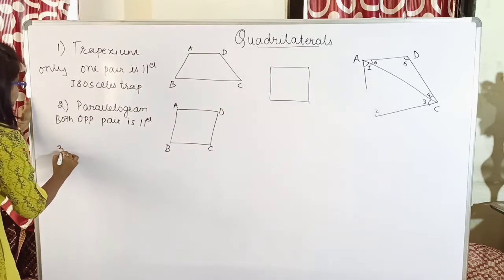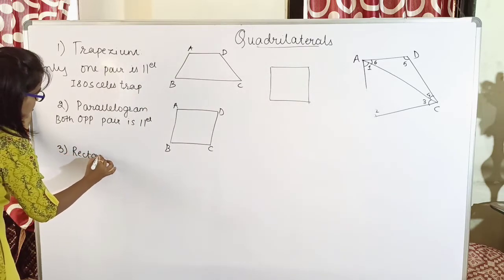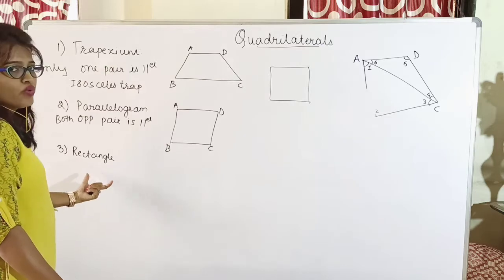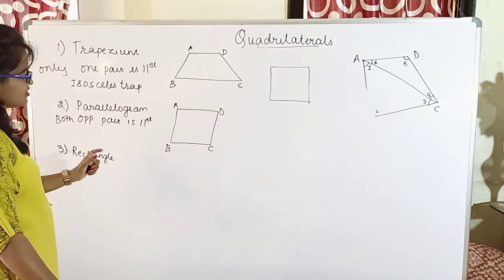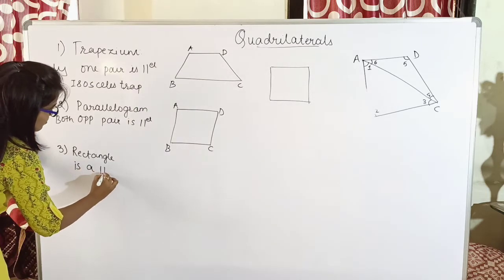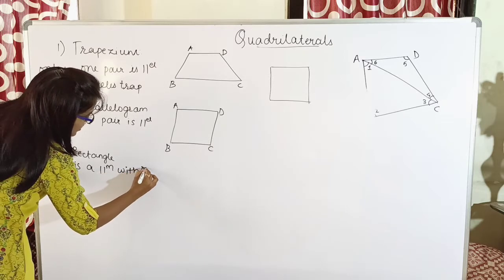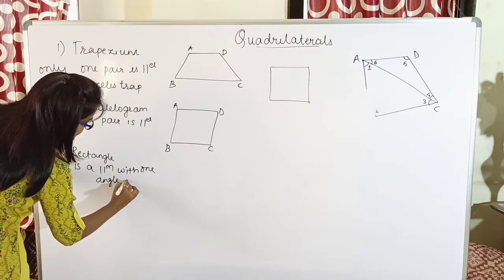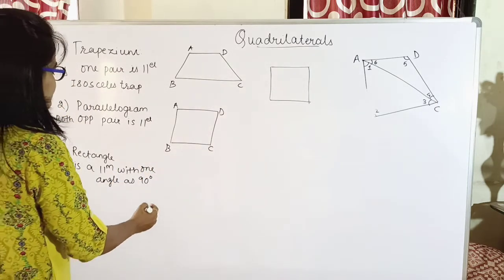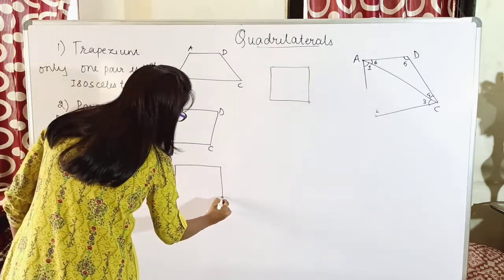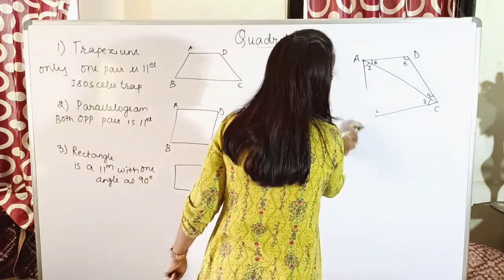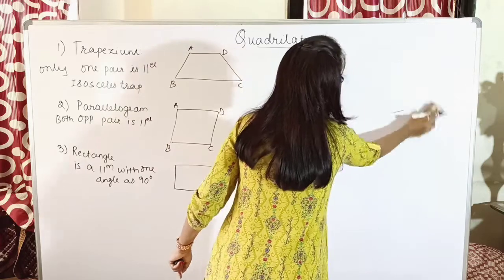The third definition is of a rectangle. Now, what is the change in a rectangle as you compare it with a parallelogram? A rectangle is one type of parallelogram itself. Only the condition is the angle is 90 degrees. So a rectangle is a parallelogram with one angle as 90 degrees. Even if you take one angle as 90 degrees, by co-interior angles you get all the angles as 90 degrees. So it's not required to mention all four angles. You can just say that a rectangle is a type of parallelogram in which one angle is 90 degrees.